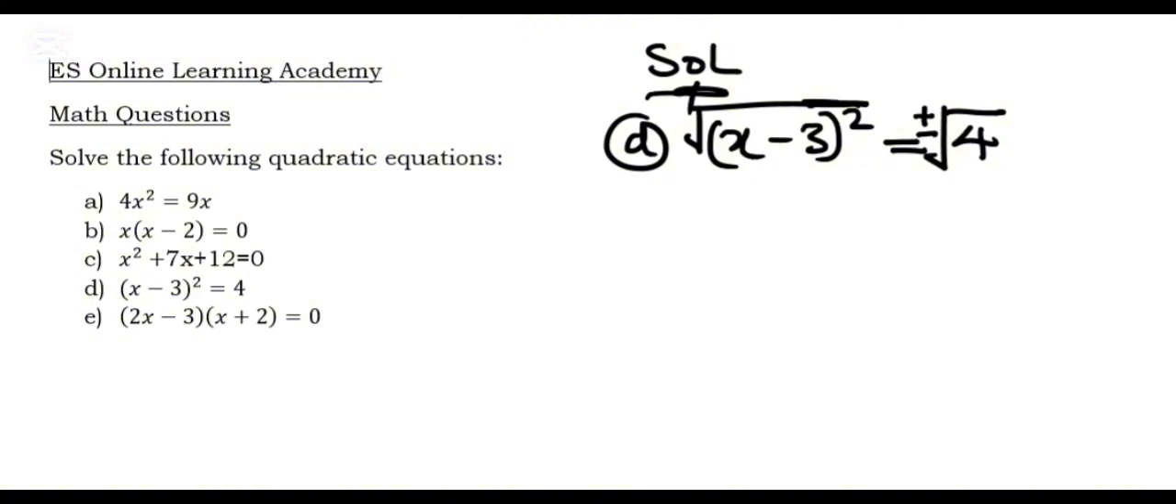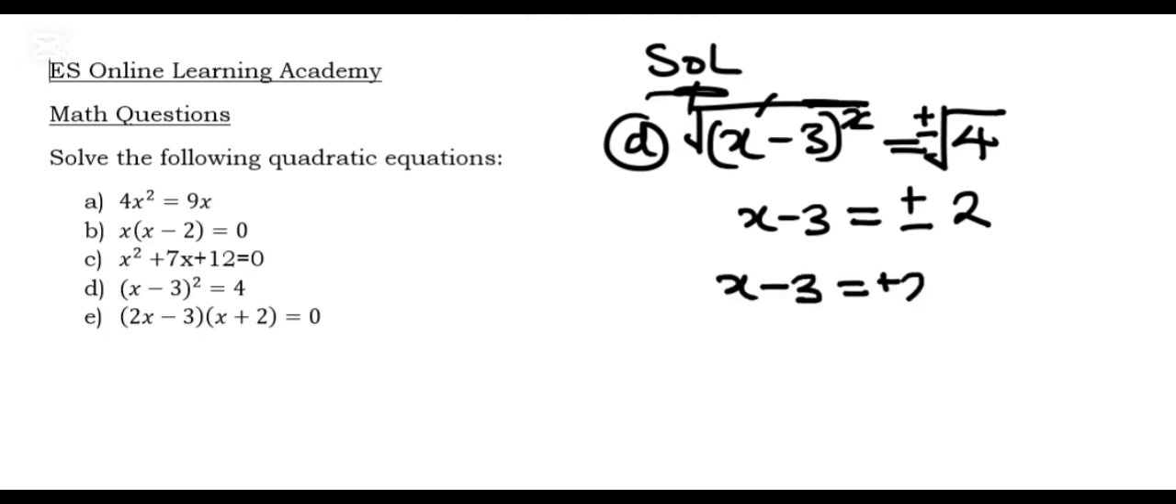Then on the left side, we simplify the square root and the square. So this leaves us with x minus 3 equal to plus or minus. What is the square root of 4? That is just simply 2. And then here, to solve for x, since we've got plus or minus on 2 there, we're going to solve for plus and for minus. So this is going to give us the following: x minus 3 is equal to positive 2, or x minus 3 is equal to negative 2. So we separate the two signs.